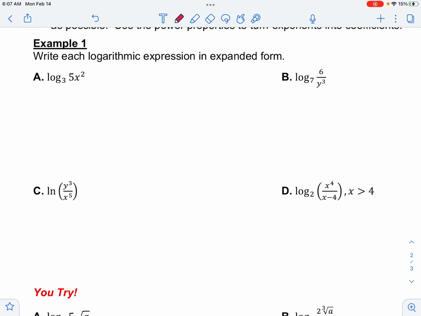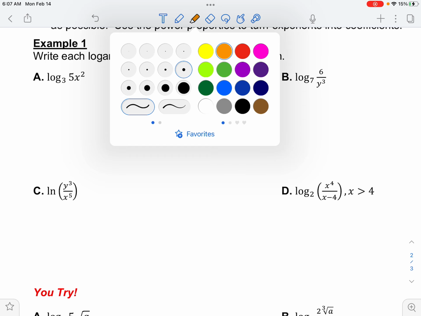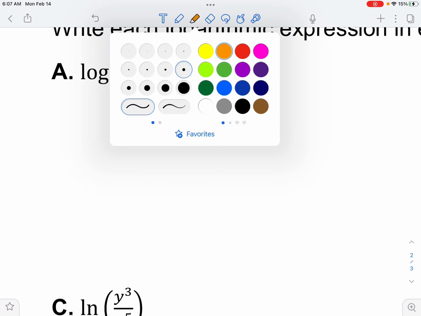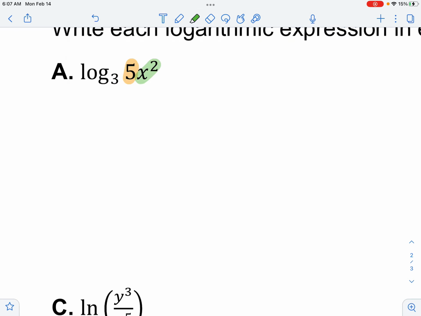Okay, so what you're going to do first is you're going to look at your argument, and you want to figure out how many terms are in your argument. So we have log base 3 of 5x squared. So any terms that are separated by multiplication or division can be pulled apart. Okay, so I'm going to start by pulling apart the 5 and the x squared. Okay, and because they're being separated by multiplication, my property says that when I pull them apart, I can add.